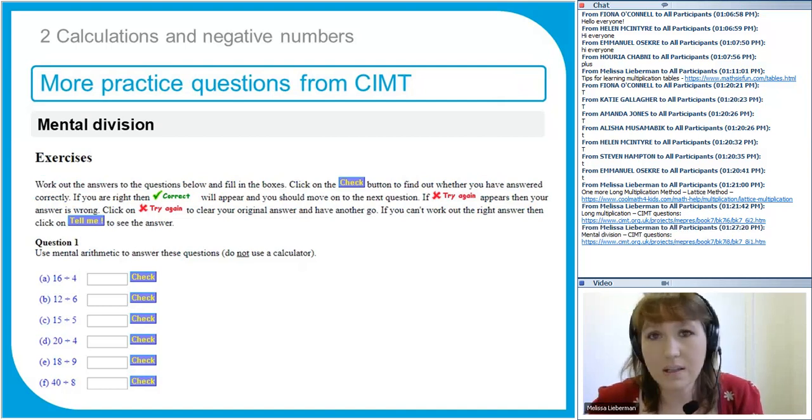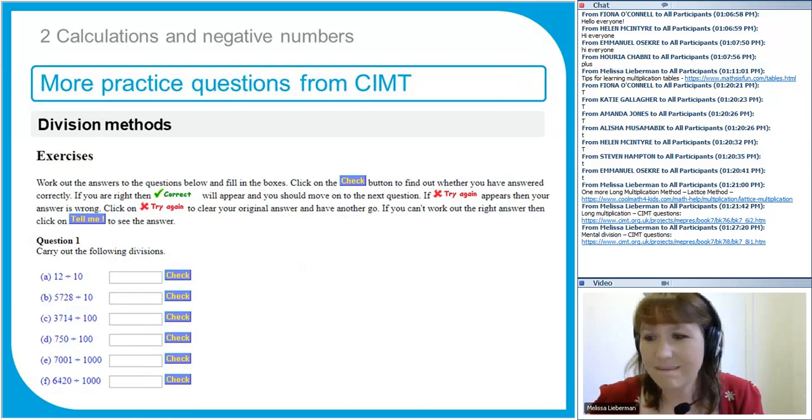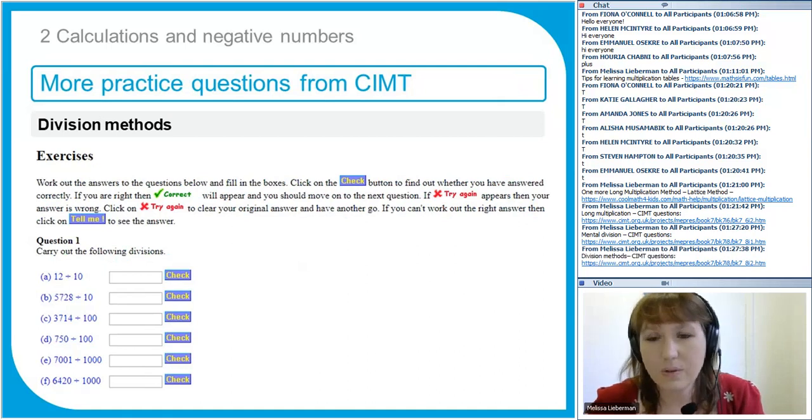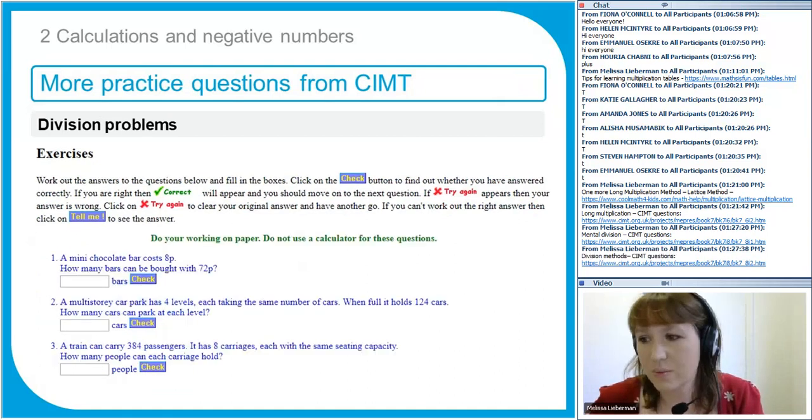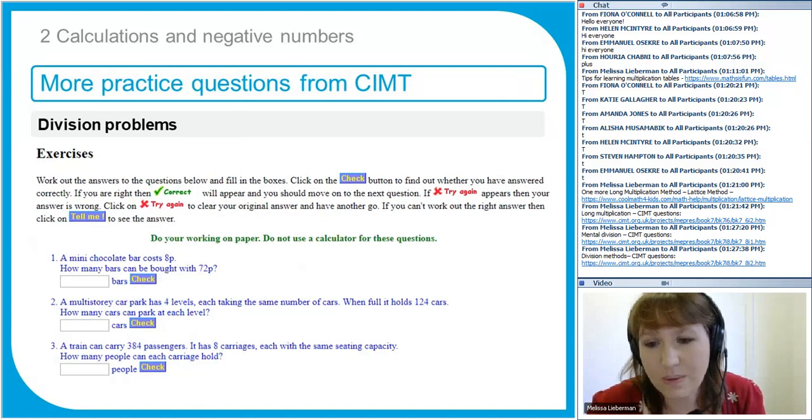So this is just some practice of mental division, so practicing dividing mentally in your head. Here are some questions to help you practice all sorts of different ways of dividing. So there's 3 exercises here for you to have a go at. And then we've also got some division problems, so word problems. I think the biggest problem with word problems involving division is interpreting what to do with the remainders. So have a look at that. Okay, there we go.